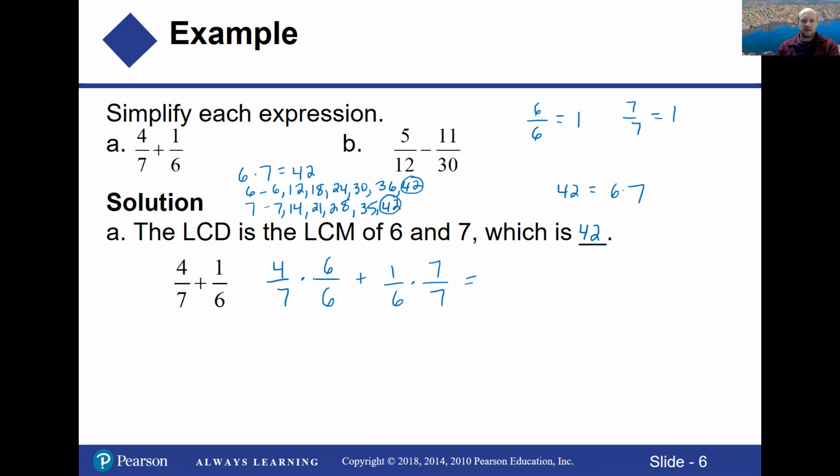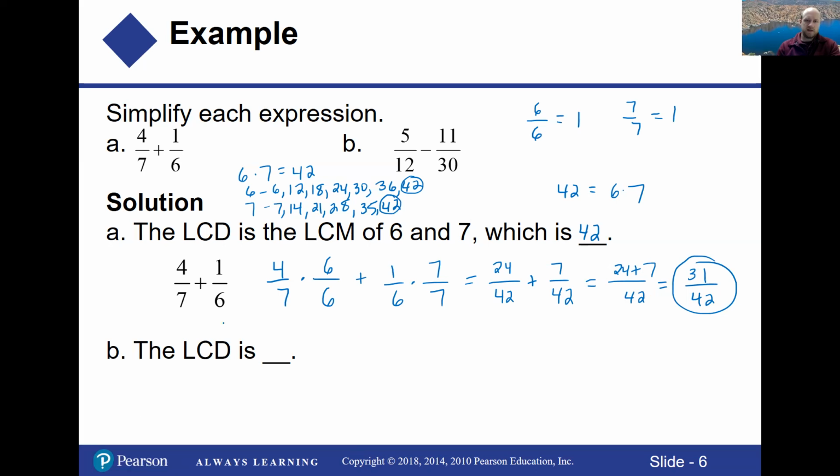So now we're going to actually multiply. So what is 4 times 6? 4 times 6 is 24. 7 times 6 is the 42, the LCM that we want. 1 times 7 is 7. 6 times 7 is 42. So now we have a common denominator for these fractions. And we saw in section 7.3 that when I have a common denominator, I can just go ahead and add the numerator and keep that denominator. So I'm just going to simply take 24 plus 7, write it over the 42. 24 plus 7 is 31 over 42. And that is my answer there.